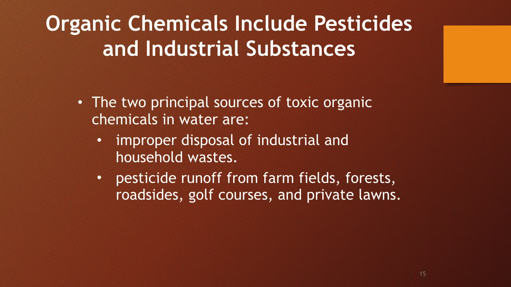And some can persist in the environment because they are resistant to degradation and toxic to organisms that ingest them. The two principal sources of toxic organic chemicals in water are, number one, improper disposal of industrial and household wastes, and number two, pesticide runoff from farm fields, forests, roadsides, golf courses, and of course, our own private lawns.